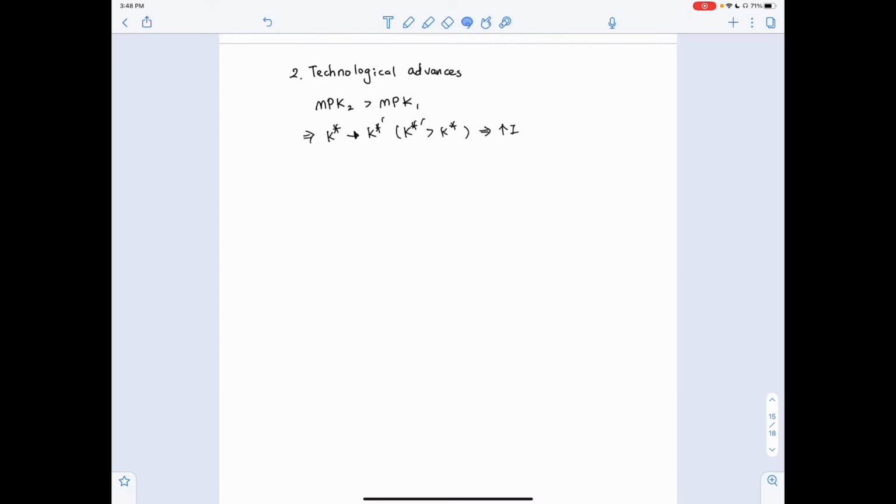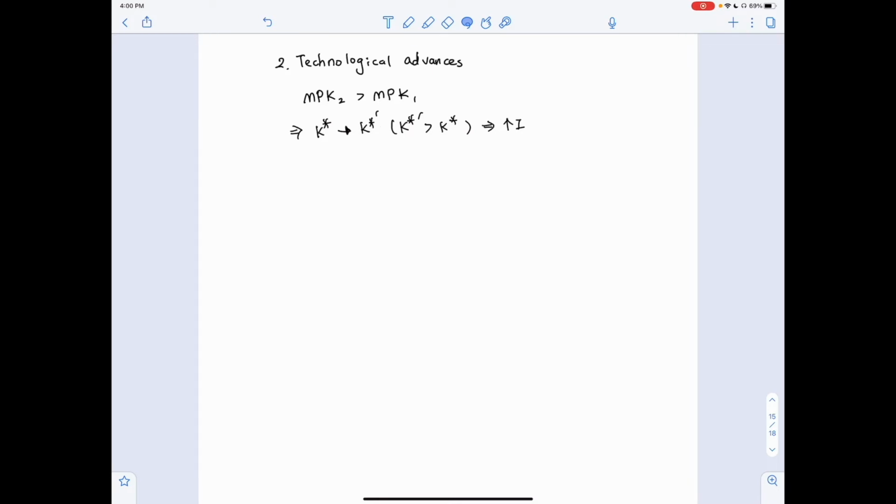The second case we want to look at is what happens to the investment decision when we face technological advances. When we say there is technological advance, it means that the productivity now becomes higher, which implies that the marginal product of the capital is higher than before. Because of that, we are going to choose a higher level of the capital stock than before, so we will increase the investment. Now I want to tell you why that is the case.